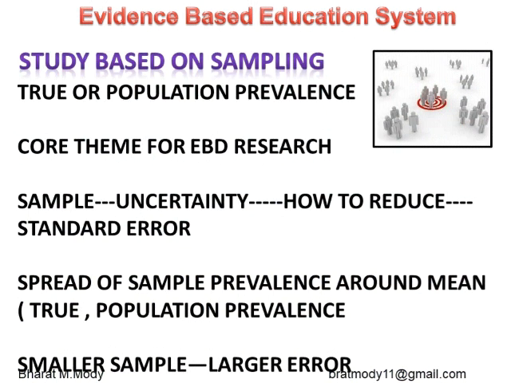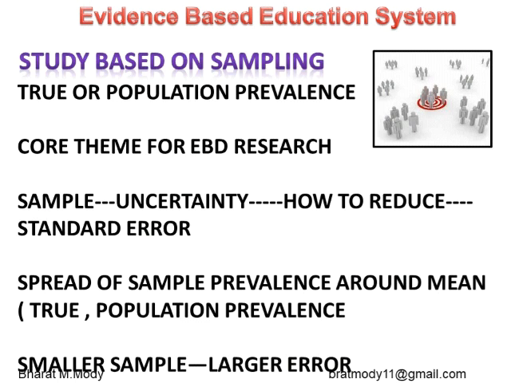True population prevalence, the core theme is the uncertainty. How to do that is to look at the bias, the spread around the mean, and the sample error which is there. The smaller the sample size, the larger the error is going to be, and this is the foundation for evidence based practice, because you want to see whether the results which you have found are proper or not.